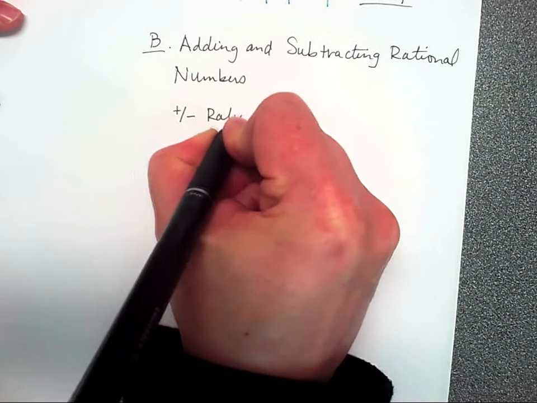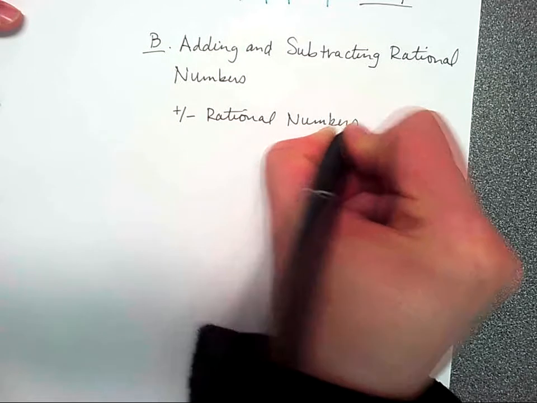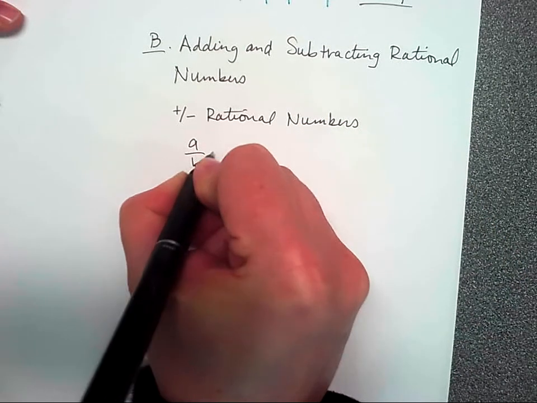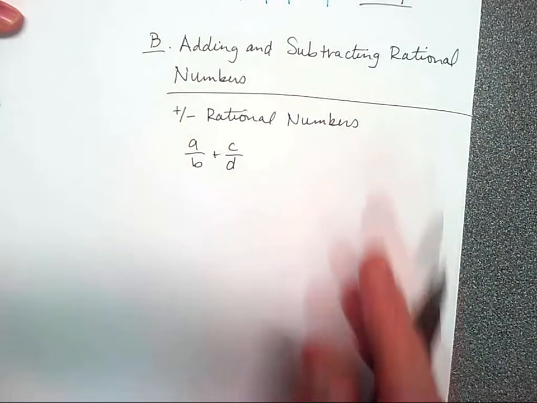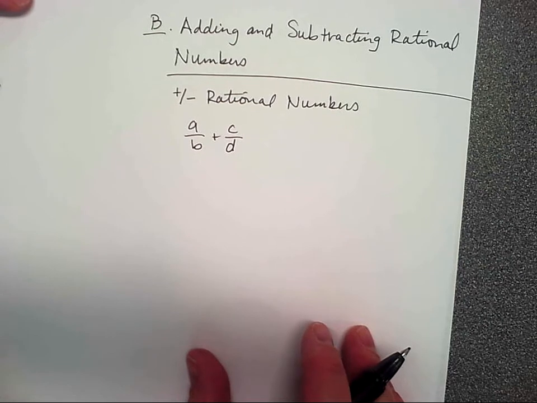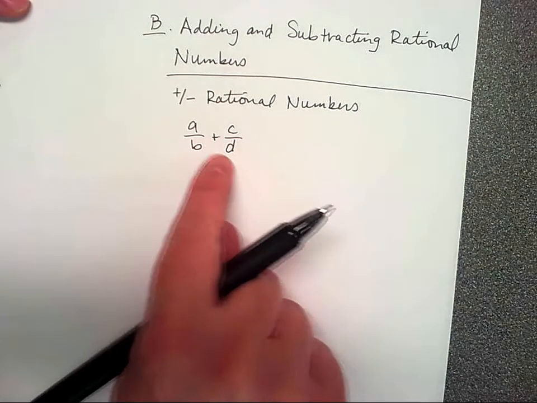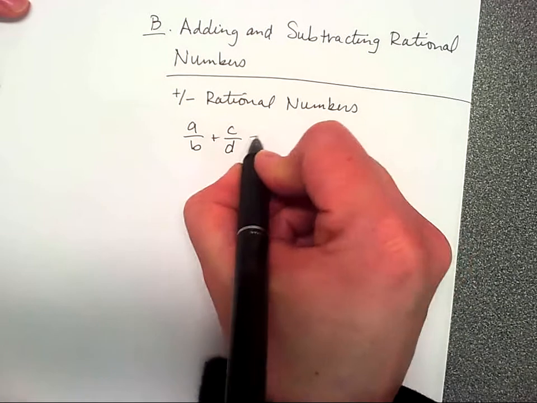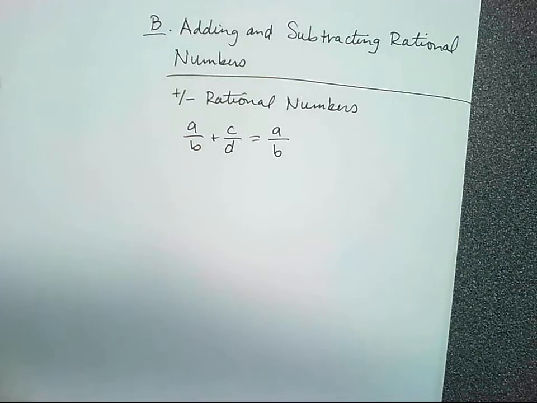So, adding and subtracting rationals. A over B plus C over D. When can I add fractions? When the denominator is the same, when the bottom number is the same. So how can I make these two denominators the same? Yes, good. So I need a common denominator, right?